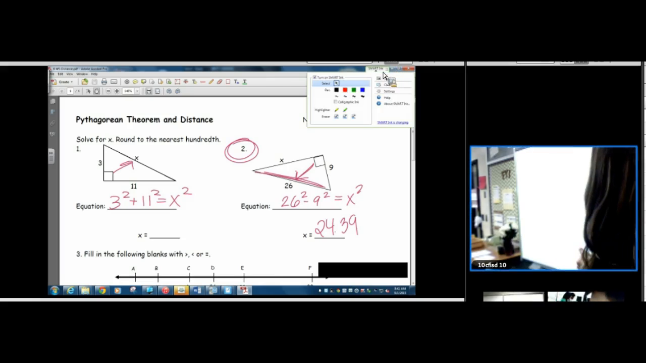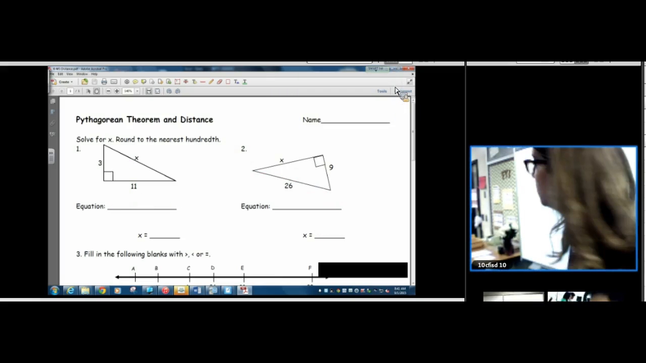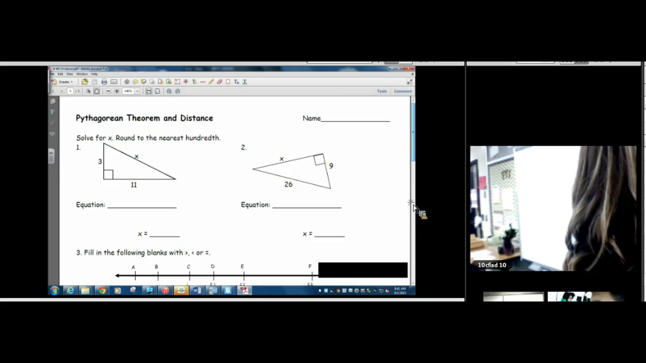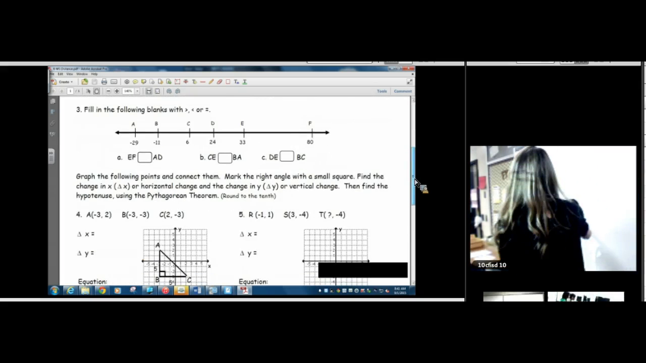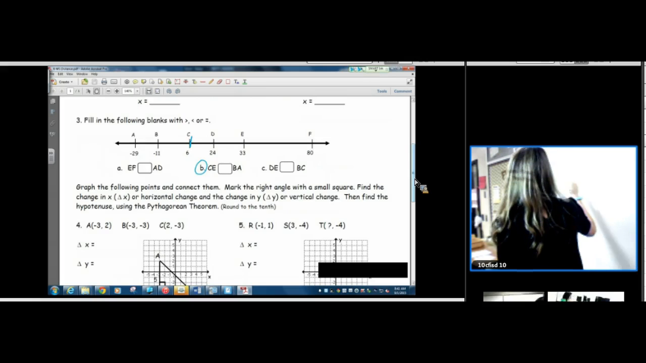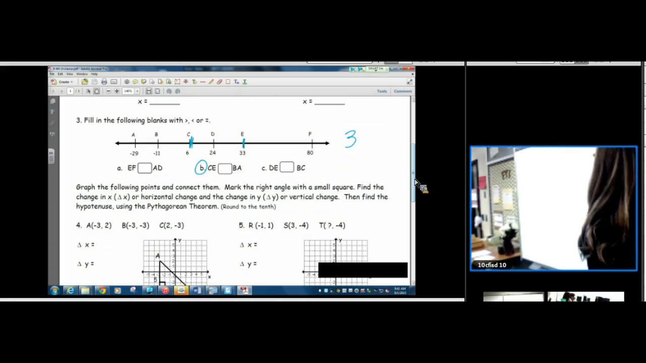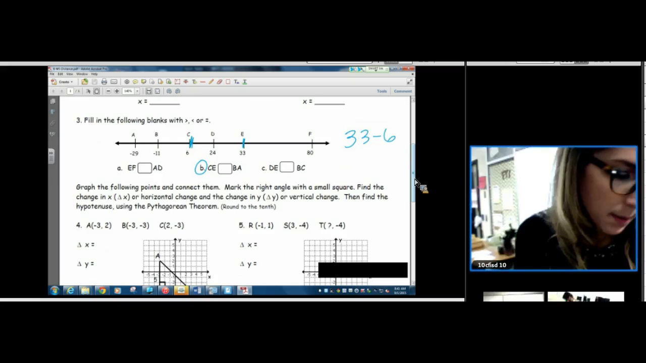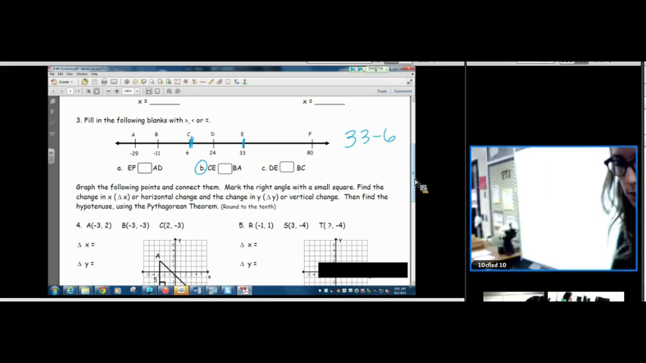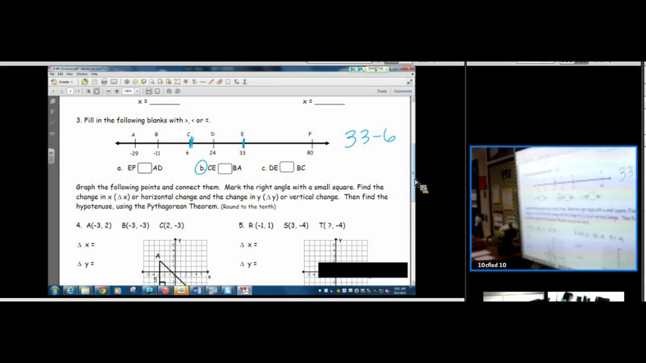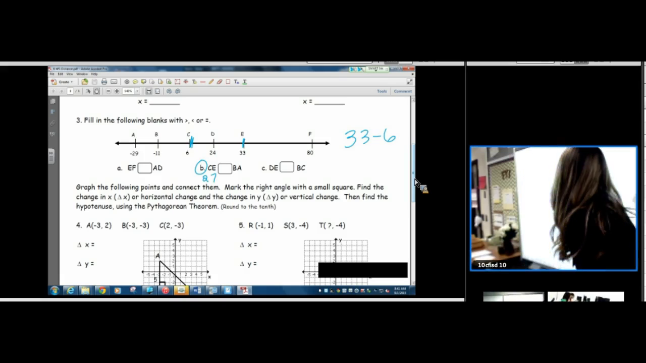Next one that I was asked about is 3b. Oh, sorry, 3b, CE. So we talked about to find the distance between 2 points, you always subtract. You always subtract. So on that one, we're doing 33 minus 6. So this one is 27.